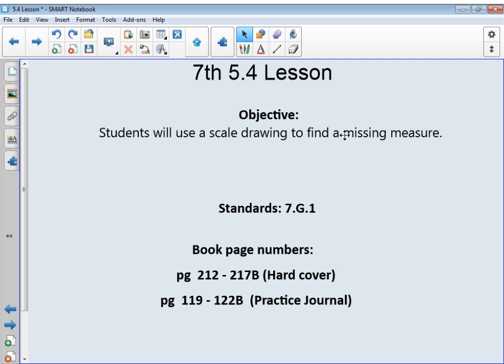This is 7th grade lesson 5.4. The objective: students will use scale drawing to find a missing measure. The standard covered is 7.G.1. The page numbers out of the hardcover book are pages 212 through 217B, and out of the practice journal, pages 119 through 122B.